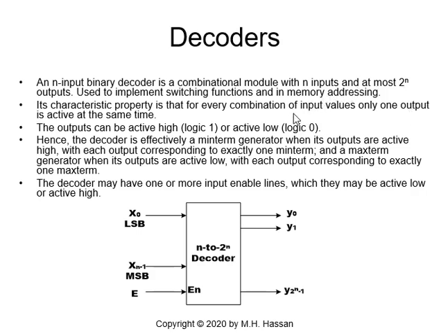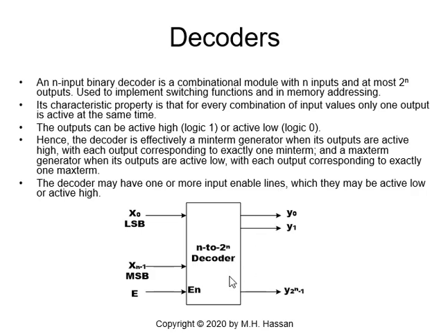Its characteristic property is that for every combination of input values, only one output is active at the same time. The outputs can be active high, logic 1, or active low, logic 0. Hence, the decoder is effectively a minterm generator if its outputs are active high, each output corresponding to exactly one minterm, or a maxterm generator if its outputs are active low, each output corresponding to exactly one maxterm. The decoder may have one or more input enable lines, which may be active high or active low.